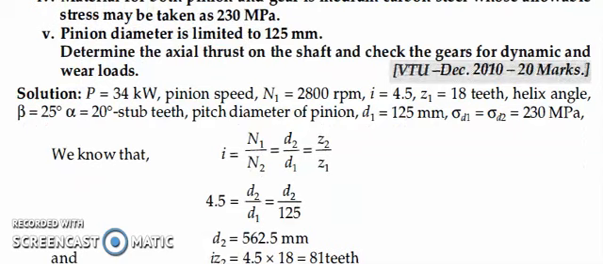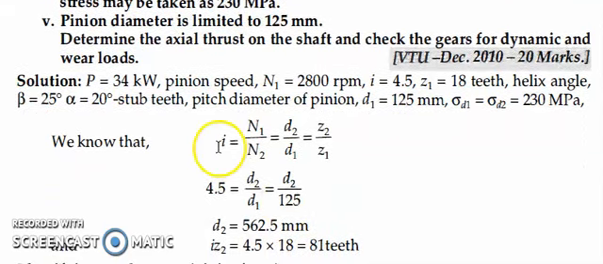So we can write the given data like this. That is, we can denote P is equal to 34 kilowatt and N1, the speed of the pinion, is equal to 2800 rpm. Then i is equal to the speed ratio 4.5, Z1 is 18. Then helix angle beta is equal to 25 degree and alpha is equal to 20 degree stub system. Then diameter D1 is a maximum of 125 mm. Then sigma D1, which is equal to sigma D2, is equal to 230 megapascal.